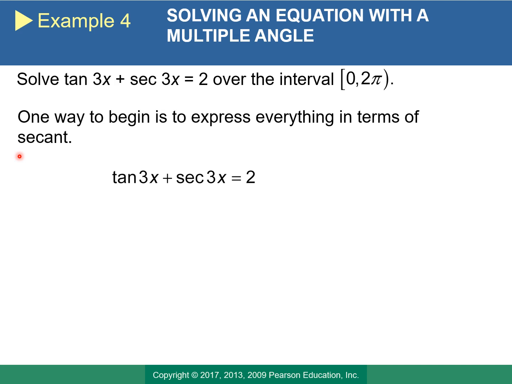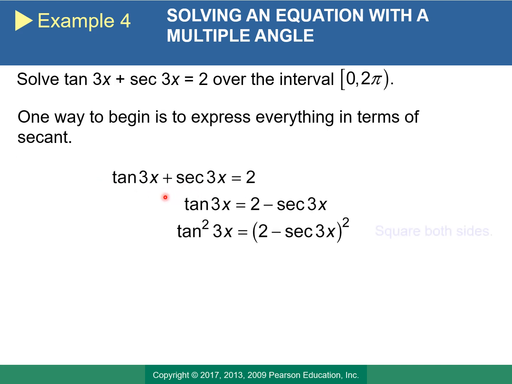Okay, so here's our equation, and we're just going to isolate tangent 3x on the left by subtracting secant 3x, and then you can square both sides here. Why we're going to square is very similar to the previous example we did with tangent and secant. It's because tangent and secant are related by one of the Pythagorean identities if they're squared. So you're squaring both sides of your equation.